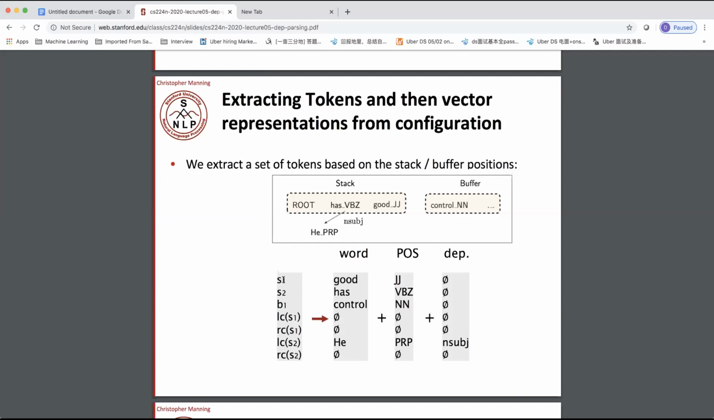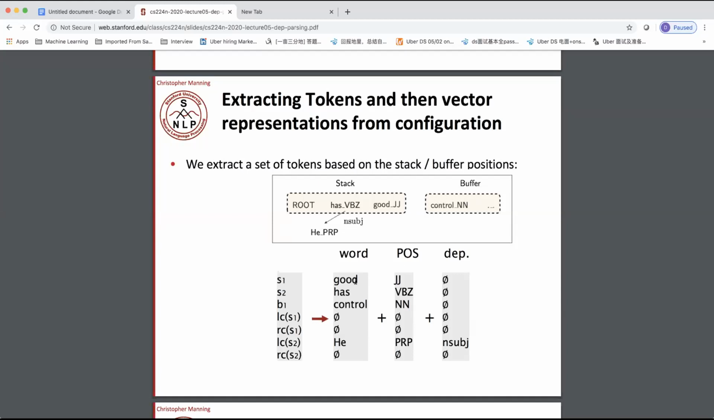So that's word 1, word 2, and buffer word 1. How do we actually define which word is word 1 and word 2? We start from the right, not left. This is a stack, so we start from the top of the stack. This is not first in, first out; it's last in, first out. So this good right here is the first word, S2 here, has, is the second word, and that's the third last one here. But we don't actually count it as a word because it's a fake root we just created. So the first word in the buffer is control.